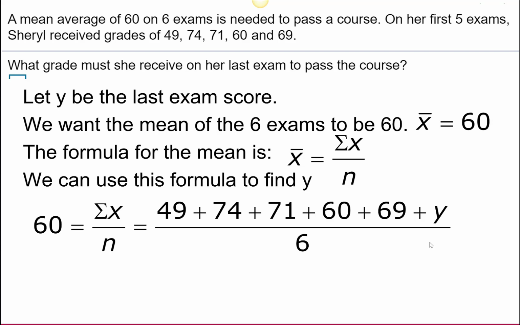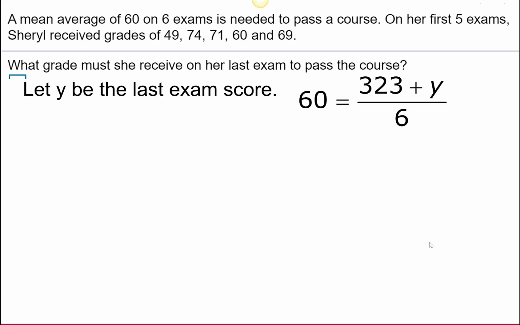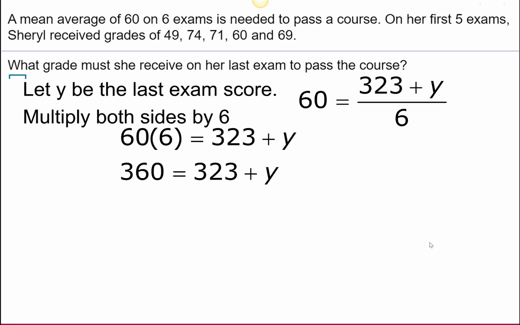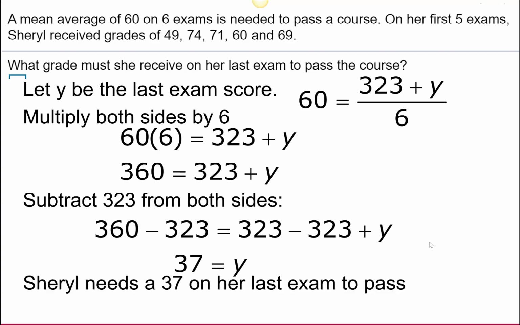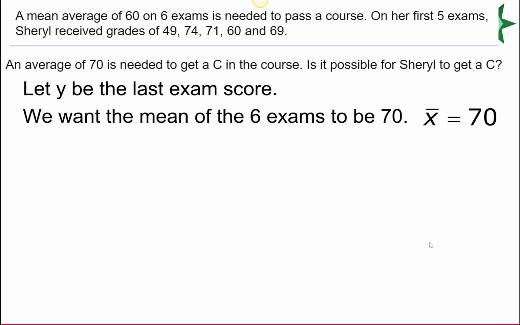So let's go ahead and simplify our formula. I added up the 5 numbers on the right side in the numerator, and I got 323. What I'm going to do now is multiply both sides by 6. So I have 360 equals 323 plus Y. Subtract 323 from both sides, and I come up with a grade of 37. So she needs a 37 in order to pass the course with an average of a 60.